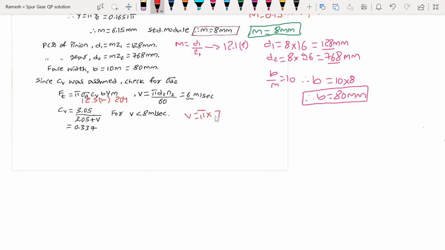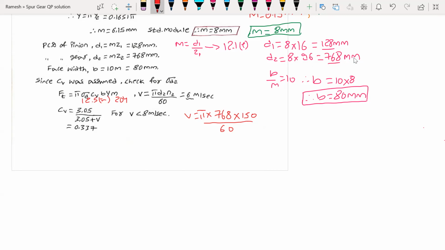It is 768 multiplied by N2. N2 is how much? It is 150. 150 divided by 60. From this, whatever V value you are going to get, it will be in meters per second.